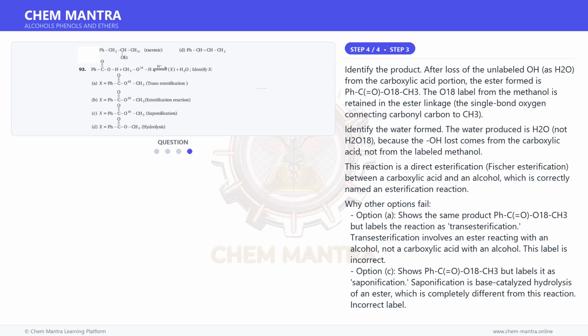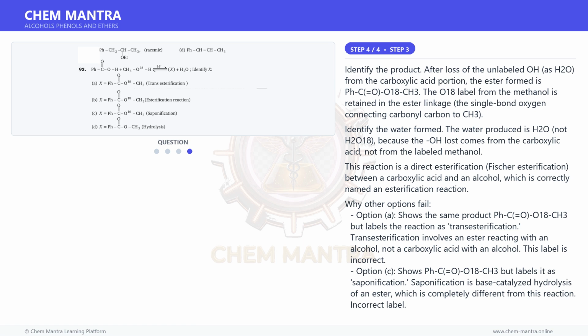The water produced is H2O, not H2O18, because the O lost comes from the carboxylic acid, not from the labeled methanol. This reaction is a direct esterification, Fischer esterification, between a carboxylic acid and an alcohol, which is correctly named an esterification reaction. Why other options fail?